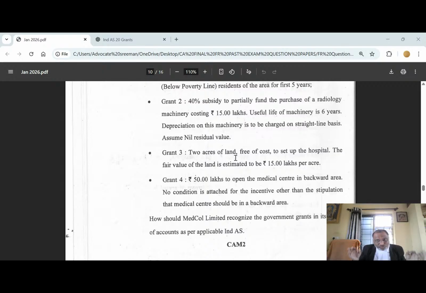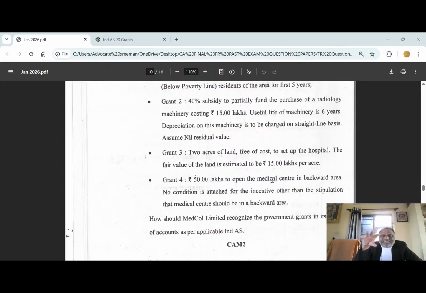According to paras 12 and 29 of Ind AS 20, a grant related to income shall be recognized systematically over the period in which the entity recognizes the related cost. The year in which you recognize the cost, that year you recognize the income also. For accounting treatment, recognize the grant as deferred income initially and amortize it over the 5 years in the profit and loss account proportionately. 20 lakhs divided by 5 years is 4 lakhs per year. I will credit this to my P&L account, and the corresponding cost for below poverty line patients I will charge to P&L account. That's grant 1.